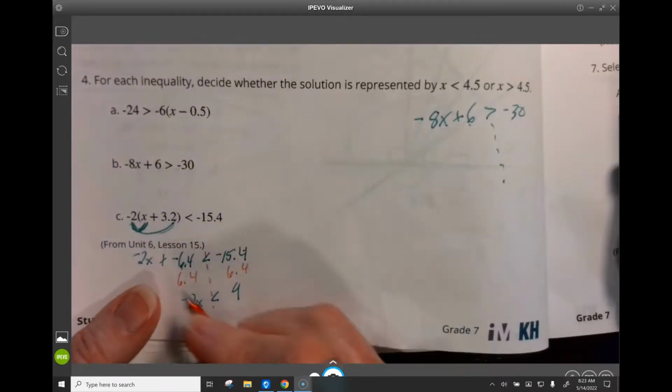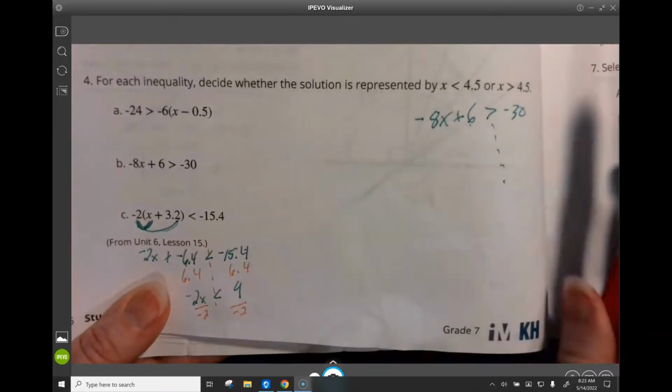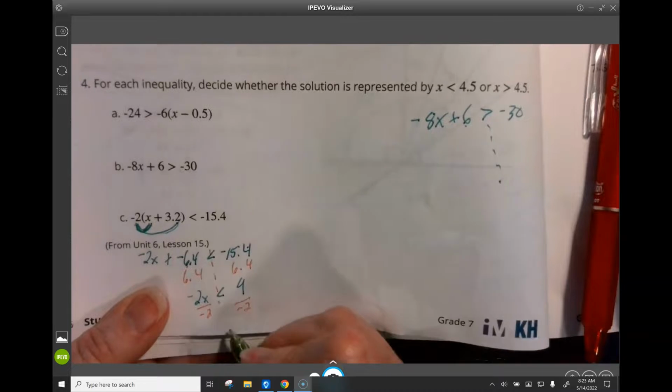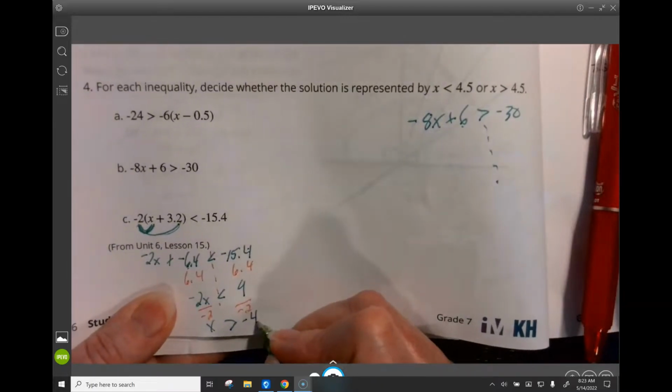Now, I have multiplication over here, so I'm going to divide by a negative 2. Divide by a negative! And when we divide by a negative, our inequality sign has to switch. And we get a negative 4.5.